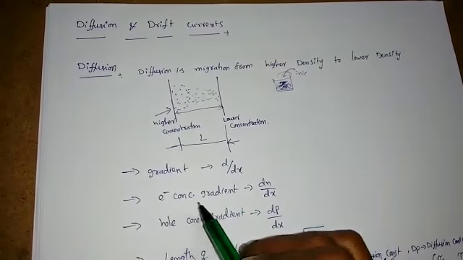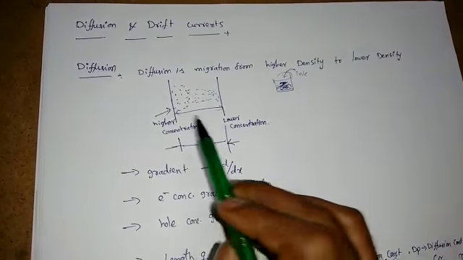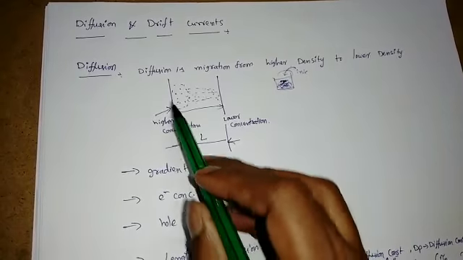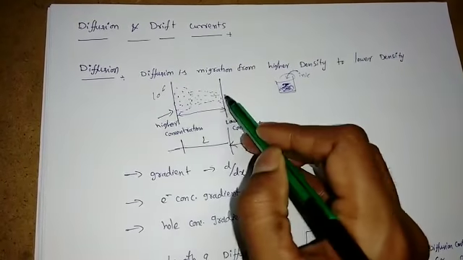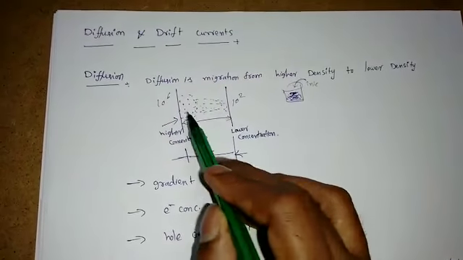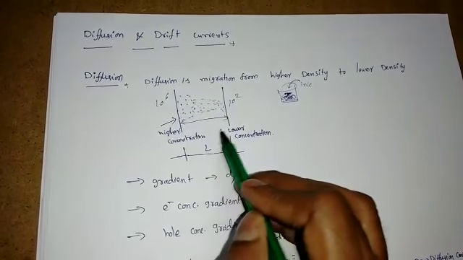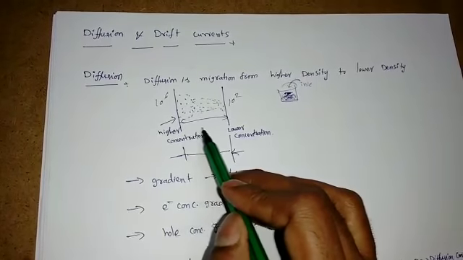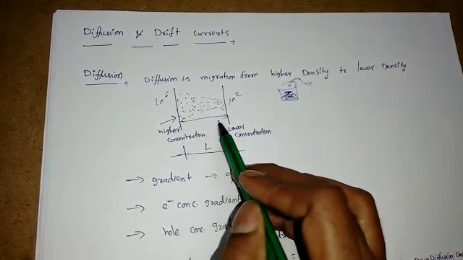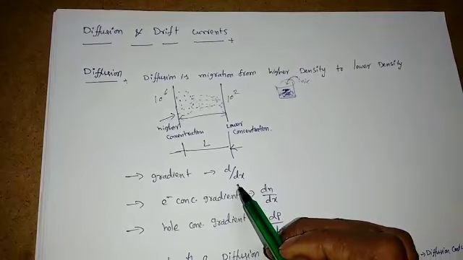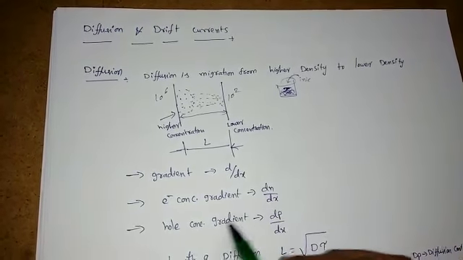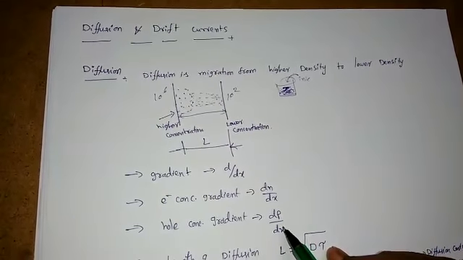So what is the electron concentration gradient? It is dn by dx. Suppose it is having some 10 to the power 6 here, and it is having 10 to the power 2 only. So what is the difference? I can get 10 to the power 6 minus 10 to the power 2, divided by the length, which we can say is the length of the diffusion. That is dx. So the electron concentration gradient is dn by dx, and the hole concentration gradient is dp by dx.